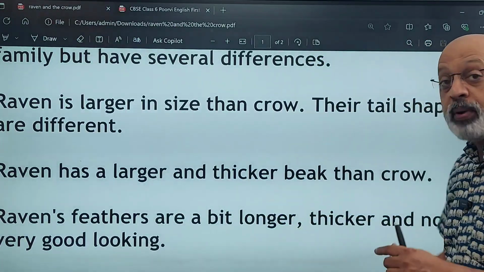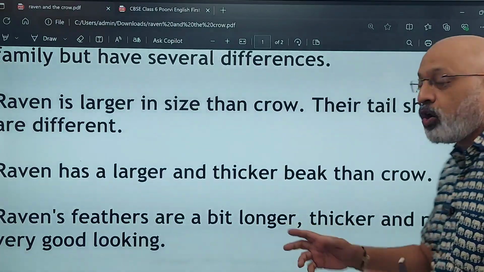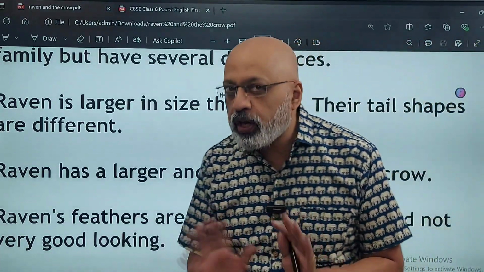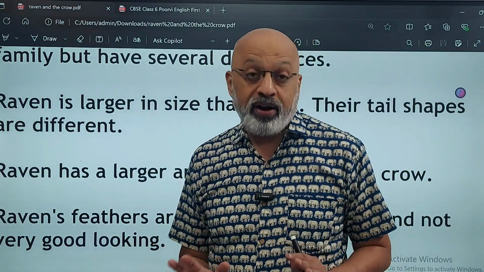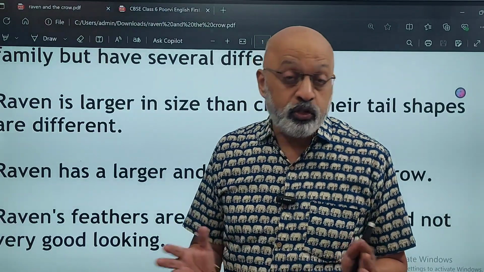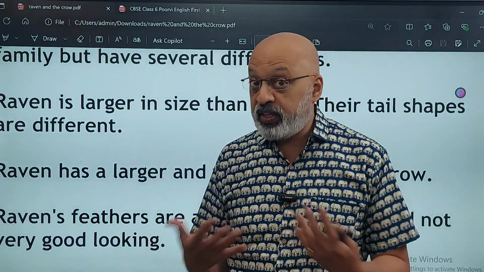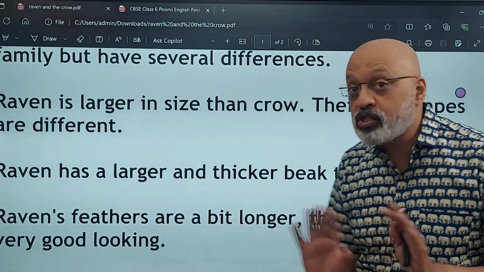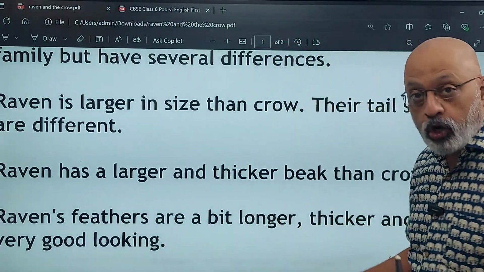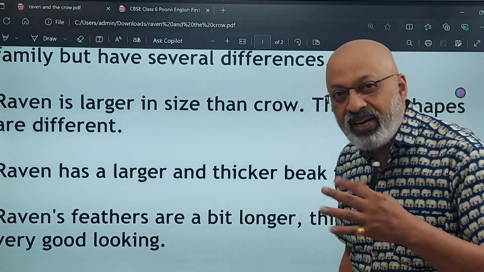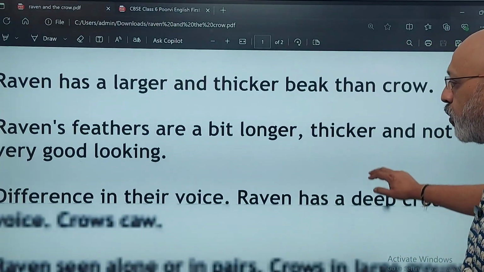Raven's feathers are a bit longer, thicker, and not very good looking. Now raven is not a very good looking bird. Well, frankly, for that matter, even crow, you may say it's not a very good looking bird. But crow has a particular shine. The feathers have a shine. Raven's feathers don't have that. They are a bit longer and they are not very tidy looking. They are not very good looking.